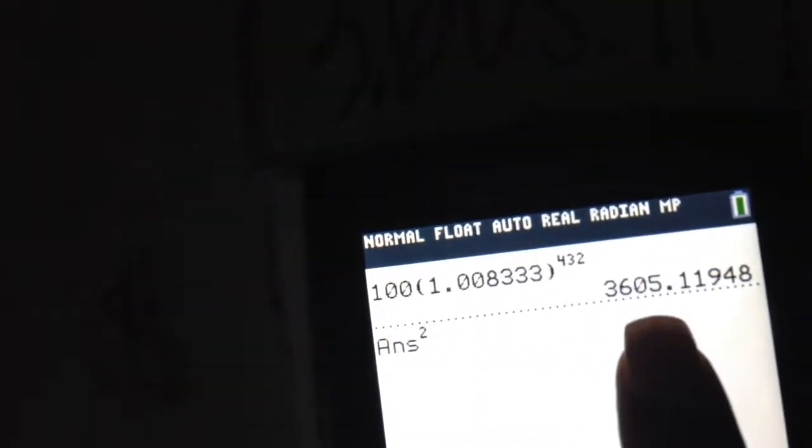Now we get our graphing calculator and we type it in. So, that's what we get, 100. And then 1.008333, and then 432. Now to get the 432 up there, you have to press this little arrow right here, and then it puts the exponent up here. And that's how much I have to pay after 3 years, because I didn't pay $100. I have to pay $3,605.11 because I did not pay $100.